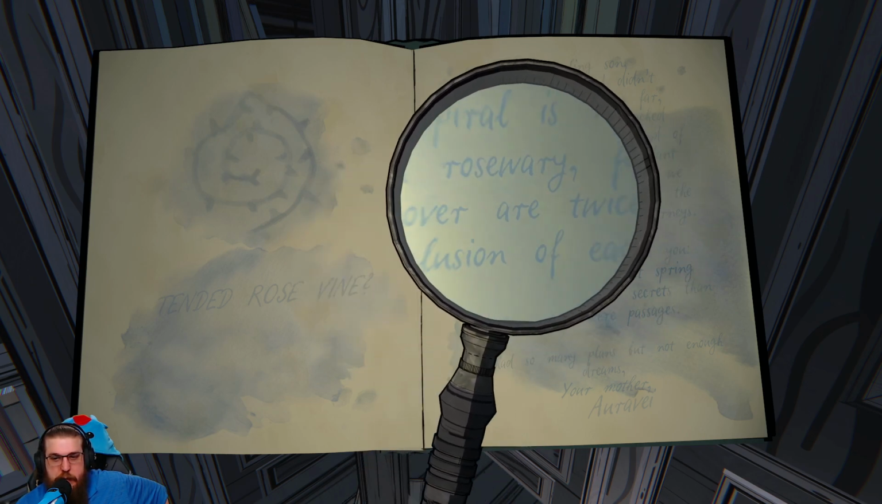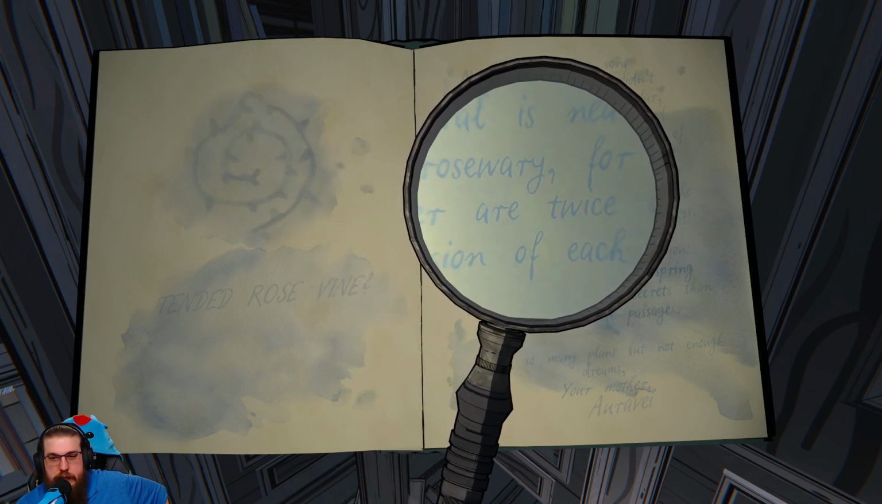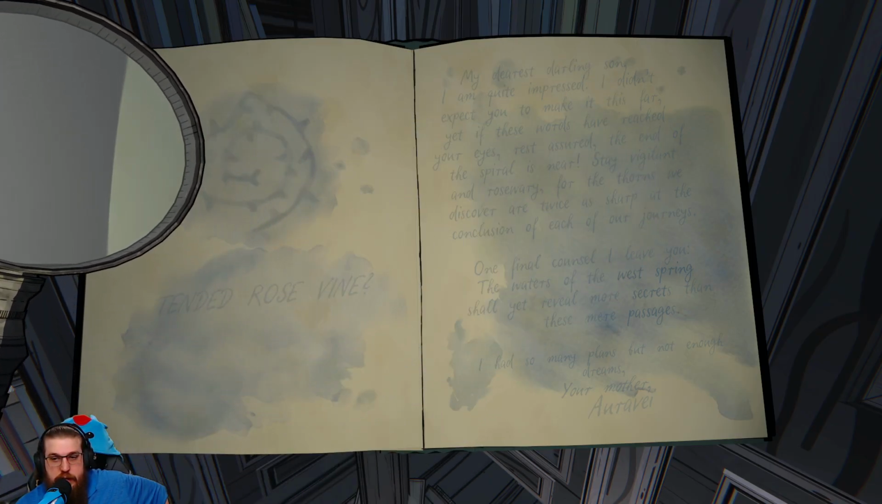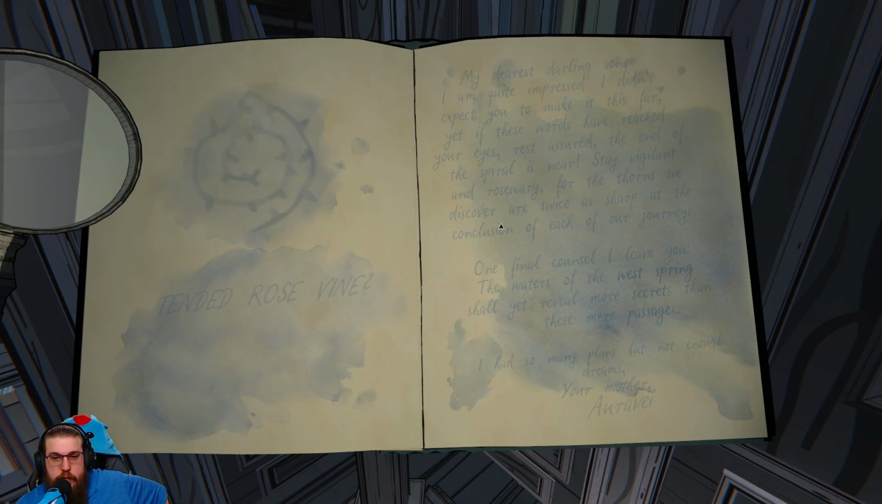That's definitely a W. It looks exactly like the W in Twice, so rosewary. For the thorns we discover are twice as sharp at the conclusion of each of our journeys. One final counsel I leave: the waters of the West Spring shall yet reveal more secrets than these mere passages. The waters of the West Spring.